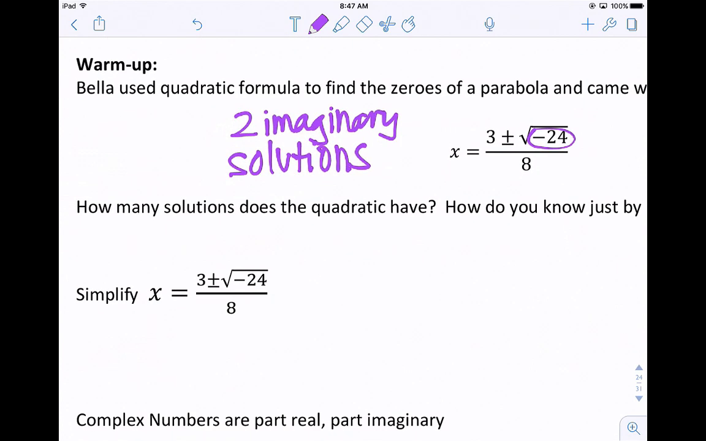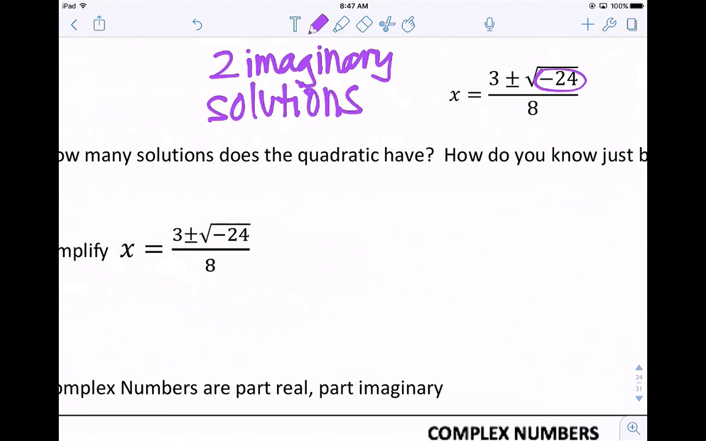Okay, so if there are two imaginary solutions, we can find them by simplifying the radical. So let's do that by looking at the square root of negative 24. We know if it's negative, we can pull out the imaginary number. And then we think, all right, how can we simplify the radical square root of 24? To do that, we find the biggest square number we can divide 24 by, and that's 4 and 6.